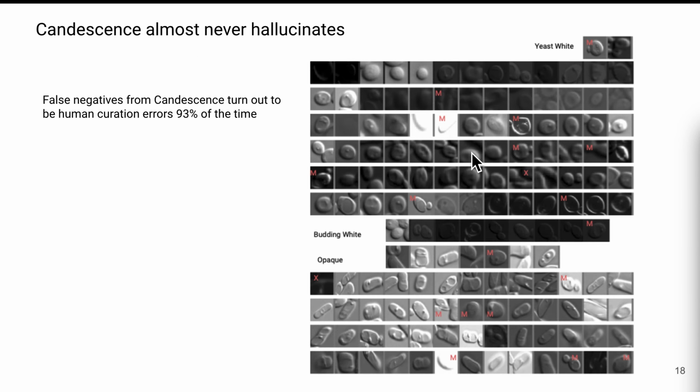For one example here, it seemed to be hallucinating. In other words, it would identify cells in positions of the images that we hadn't identified manually. So we collected all of them, and you can see some of them here. We agreed with Candescence 93% of the time, a posteriori, and it was only 7% of the time that we thought we were right. So why? Sometimes they're very dark images, sometimes it's overexposed, and often it's in very dense images.